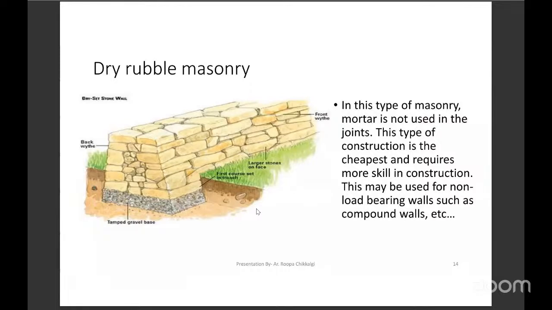In this type of masonry, mortar is not used in the joints. This type of construction is the cheapest and requires more skill in construction, because here you have to manage to make this wall and to make it stand for a duration just by the self weight of the brick. So this requires more skill. This may be used for non-load bearing walls such as compound walls, for sheds, etc.